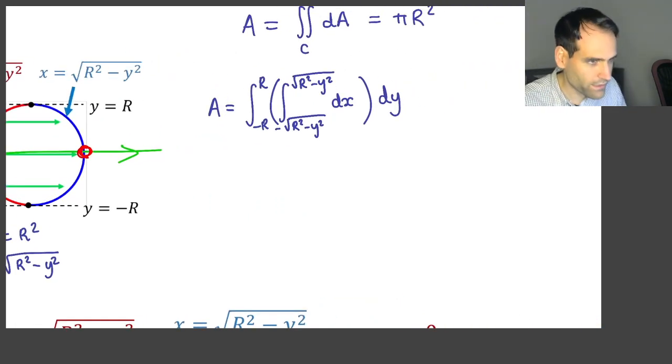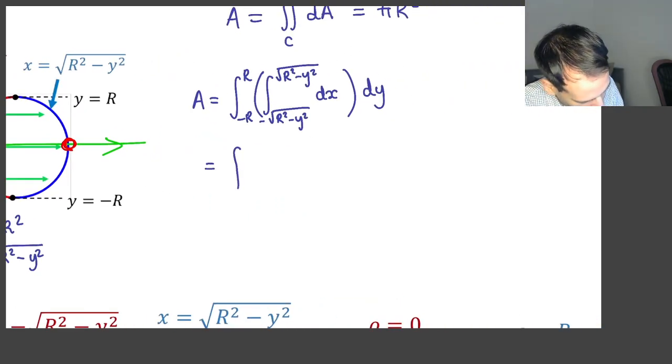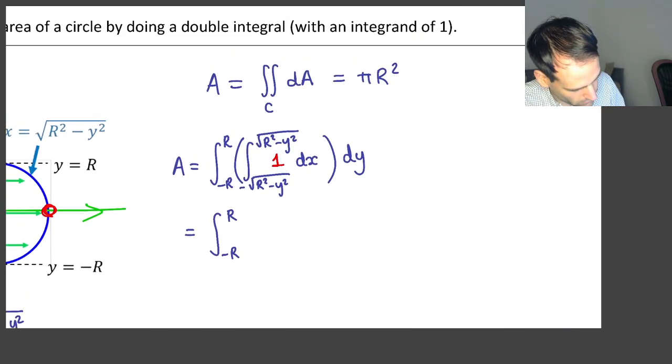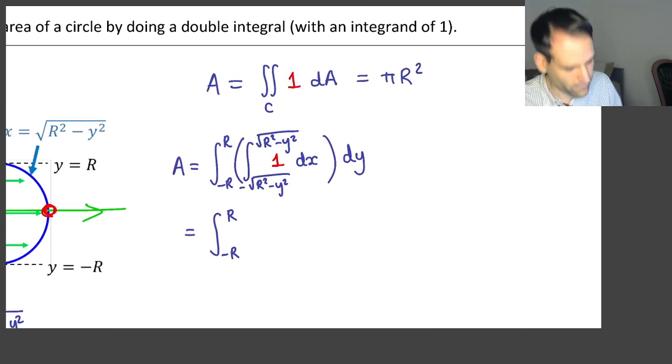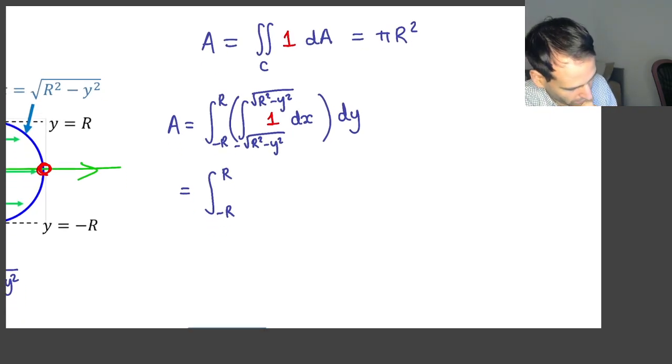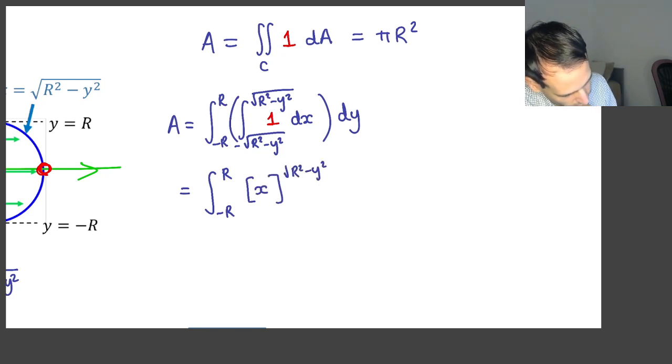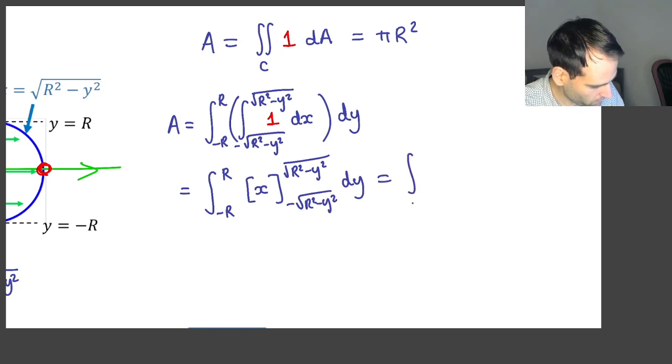Now, this starts easy, so we can do the inner integral very easily, because it's 1, right? It's the integral of 1, because that's how you calculate areas using a double integral. You choose 1 as the integrand, yeah? So the integral of 1 is equal to x. But now we need to substitute the square root of r squared minus y squared, and then the minus square root of r squared minus y squared, dy. So this will be the integral from minus r to r of twice the square root of r squared minus y squared with respect to y.